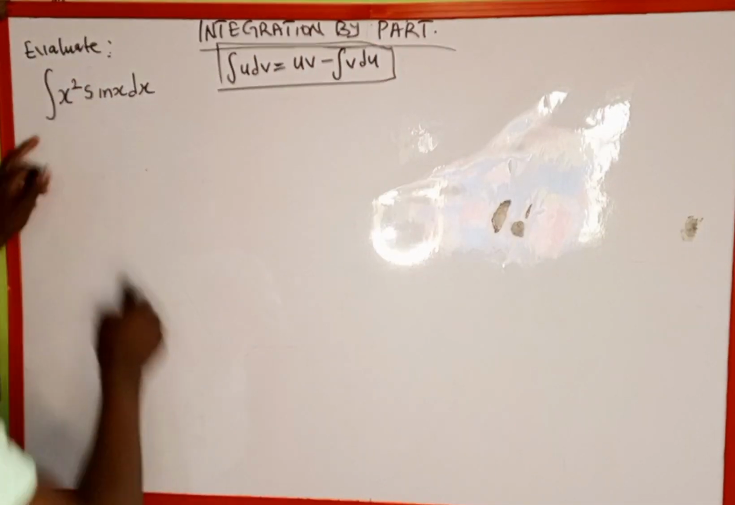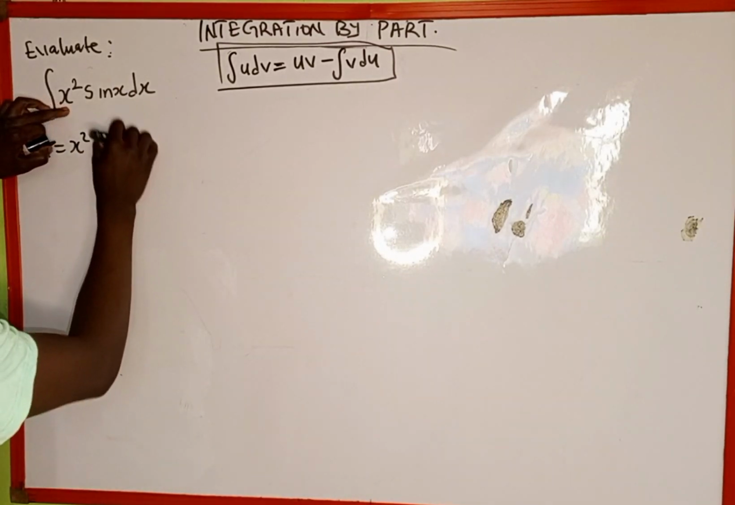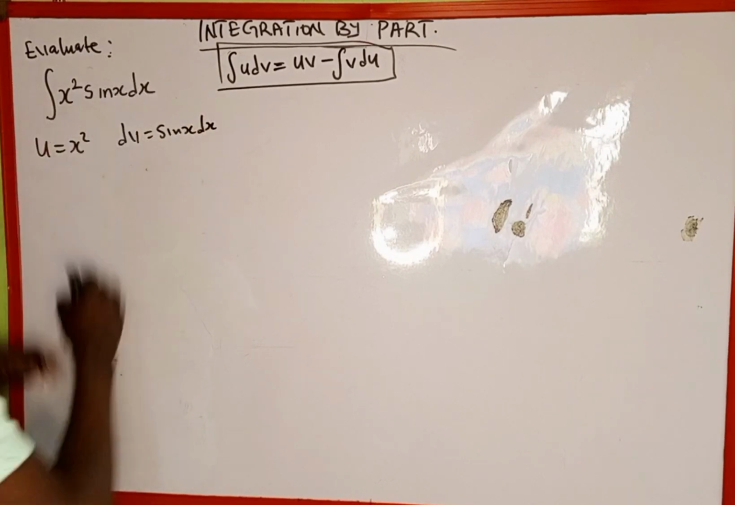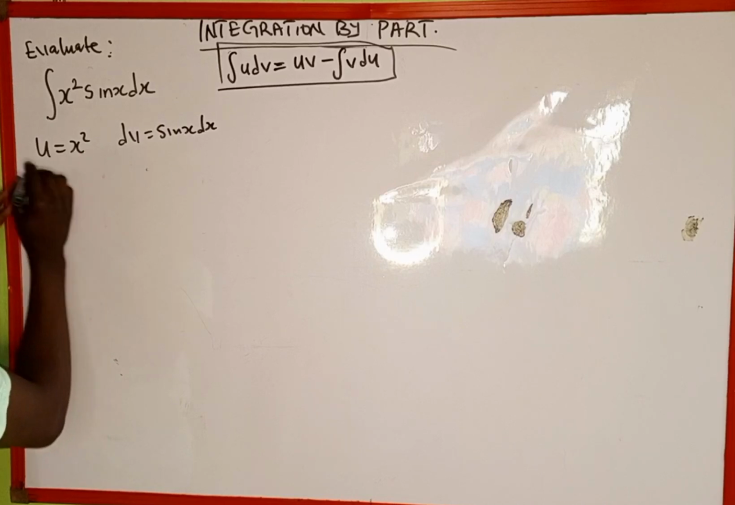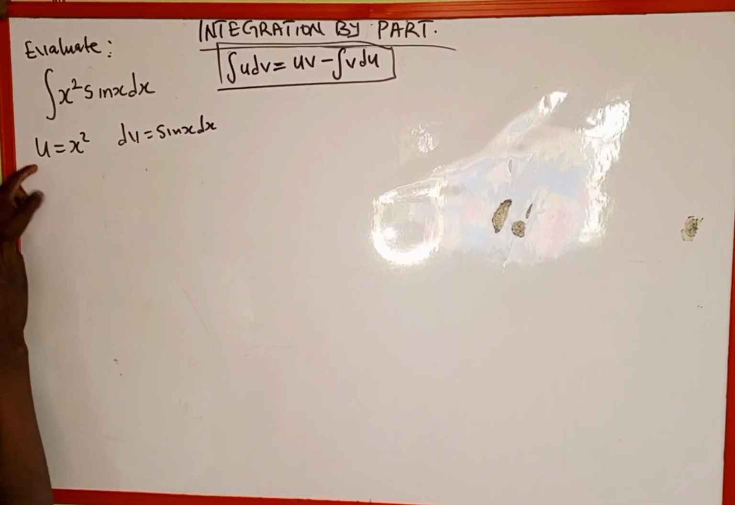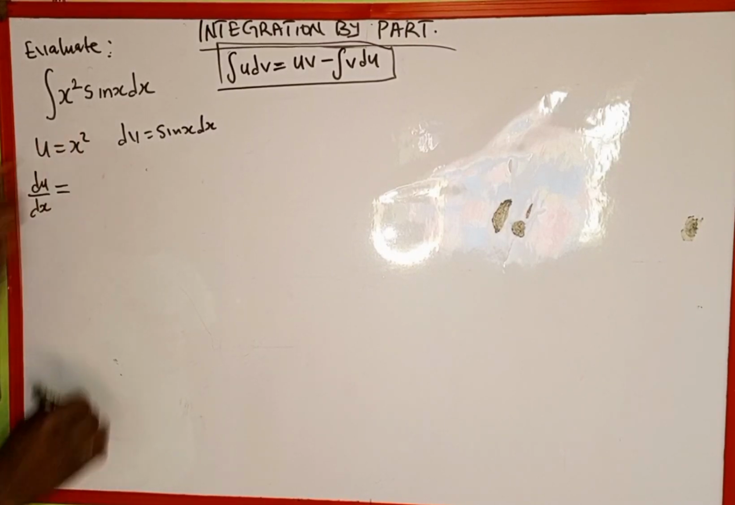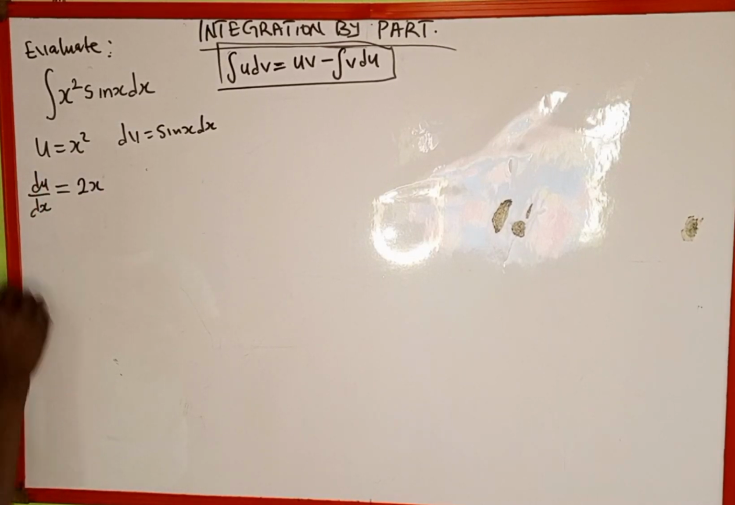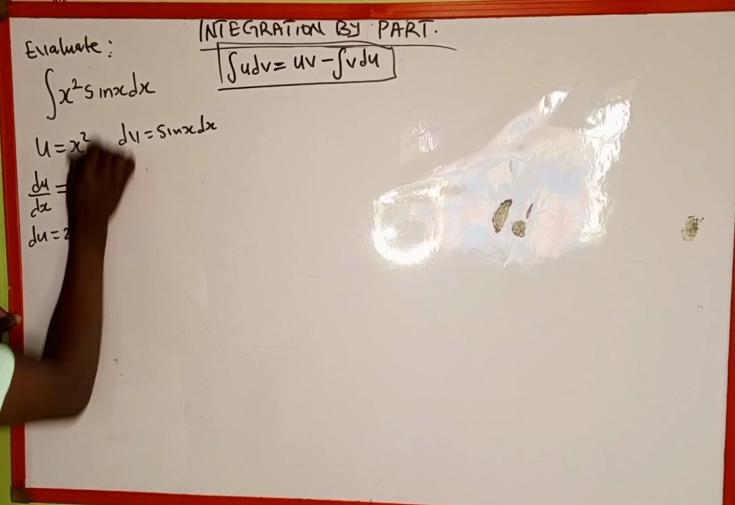So the next thing we're going to do is what? Let u be equal to x to the power 2. Then we let dv be equal to sine x dx. Now we are going to differentiate both sides here, the derivative with respect to x. The derivative of u with respect to x is going to give us du over dx, which is the same as the derivative of x squared with respect to x, which gives us 2x. Now we make du the subject of the formula. So du will be equal to 2x dx when we cross multiply.